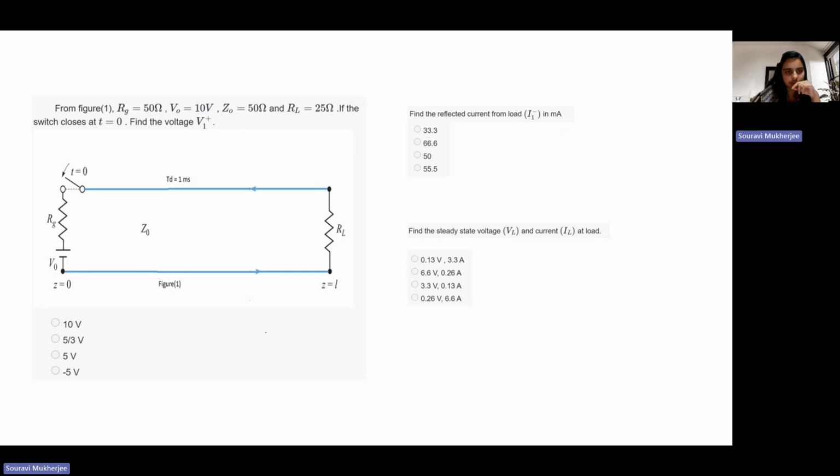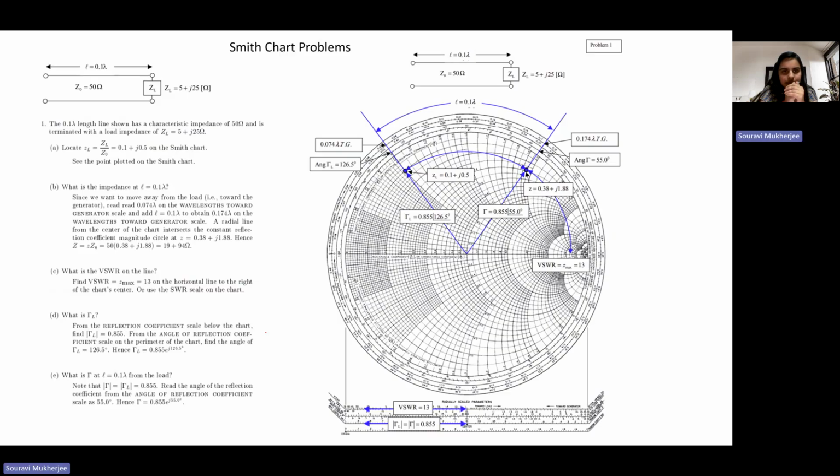Now this we are solving by calculating it, right? So this kind of calculation or evaluation can also be done graphically using the Smith chart, and that's what we will do now. Okay, so let us try to solve some Smith chart problems and see how we can use it.